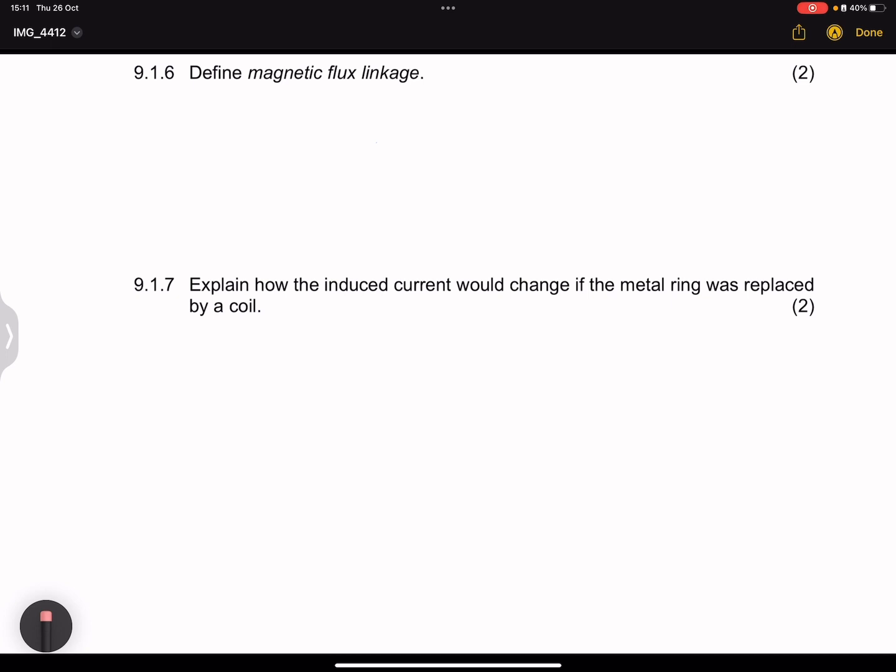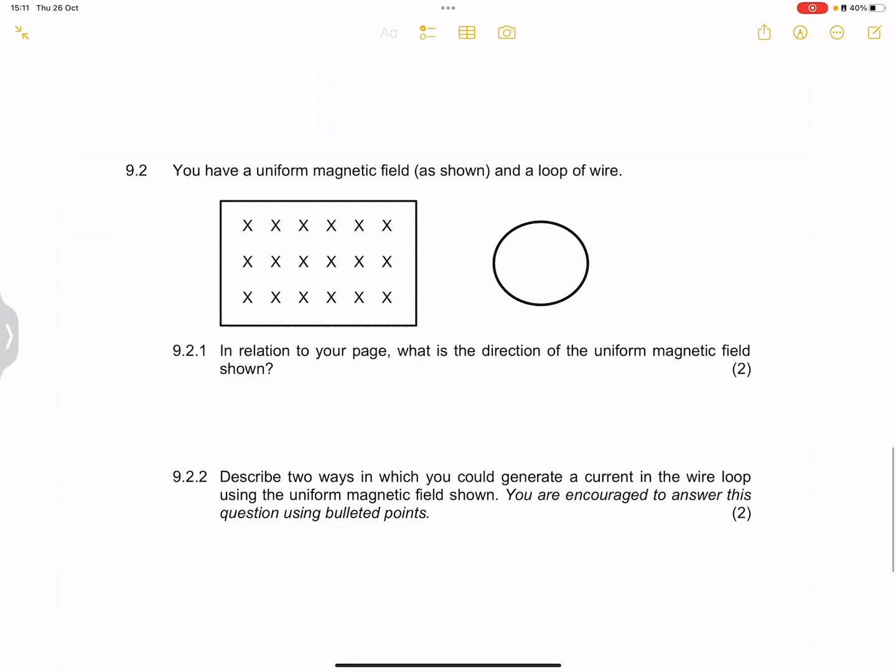9.1.7, they say explain how the induced current would change if the metal ring was replaced with a coil. And guys, I want you to always remember, once you replace the ring with a coil, what are you now increasing? The number of turns, the number of loops that are formed. And the greater the number of loops, the greater the amount of current that we would form. So that'd be greater flux in this case, and therefore more current would be induced.